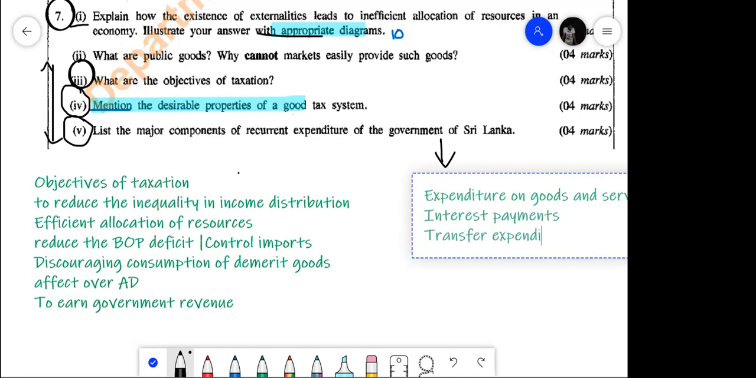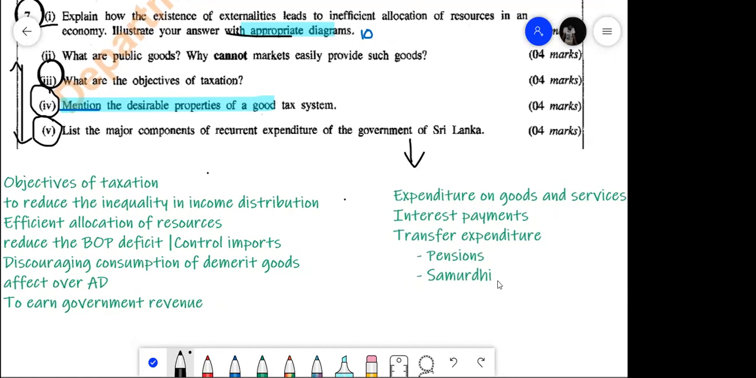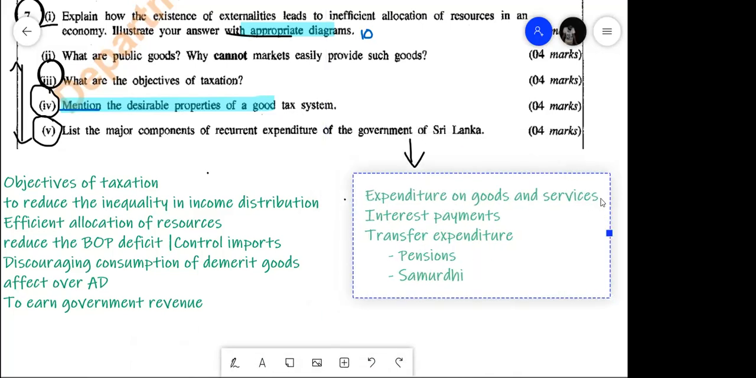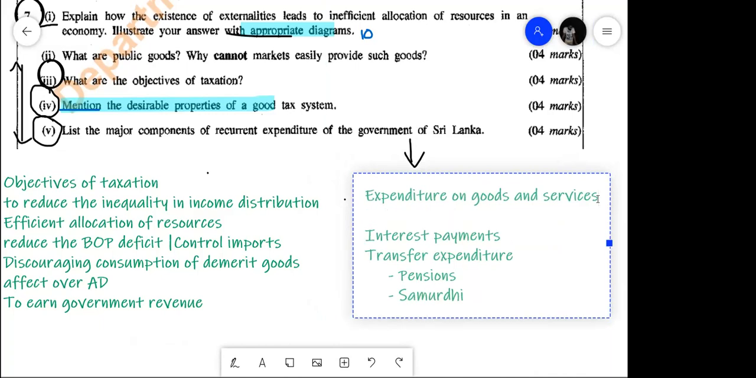So if you want, you can break this down, guys. So inside transfers, you can say what? Pensions, samurdhi benefits, right? You can break this down. Pensions, samurdhi benefits, fertilizer subsidy, okay? So you all know the components. And then you can even break down expenditure on goods and services, okay? Right? So under expenditure on goods and services, what are the main components? What do you have inside this, right? What is the biggest component inside this?